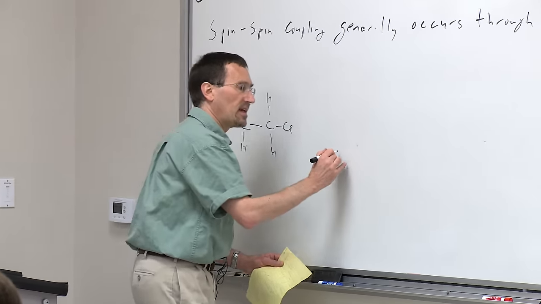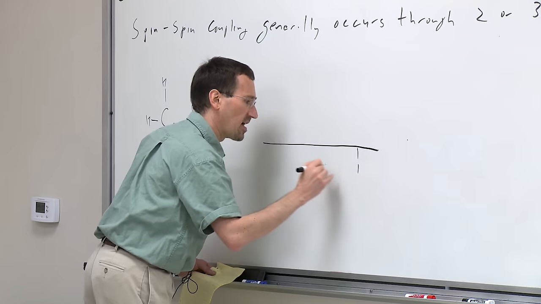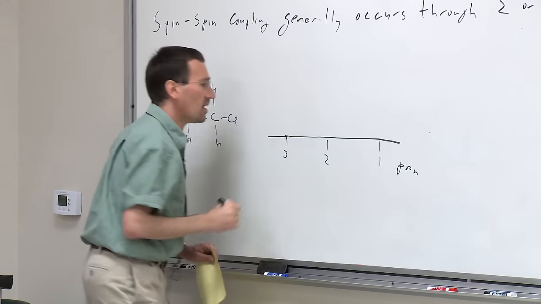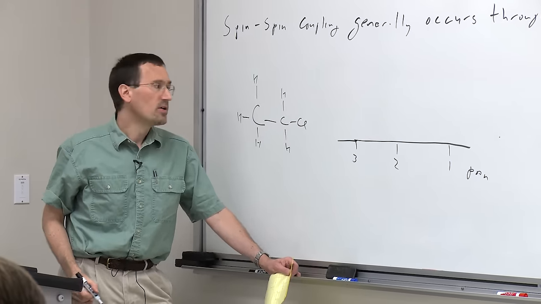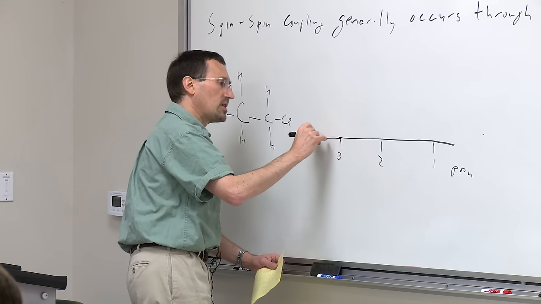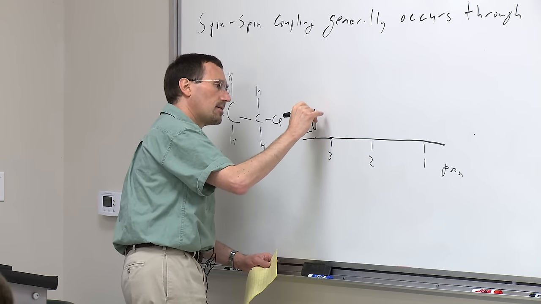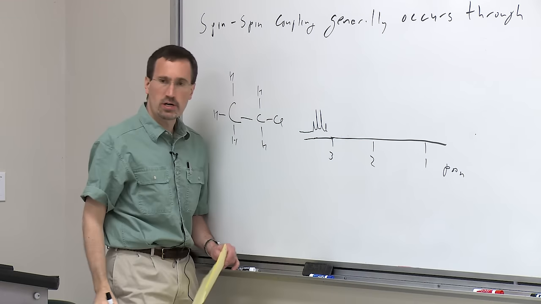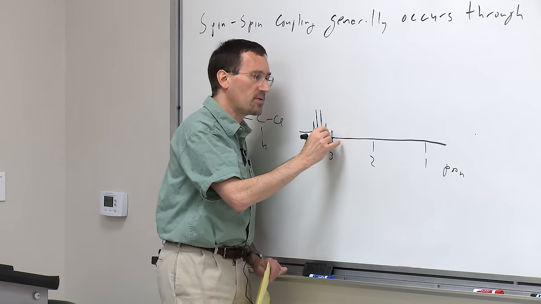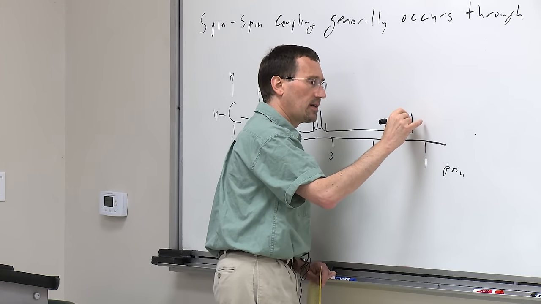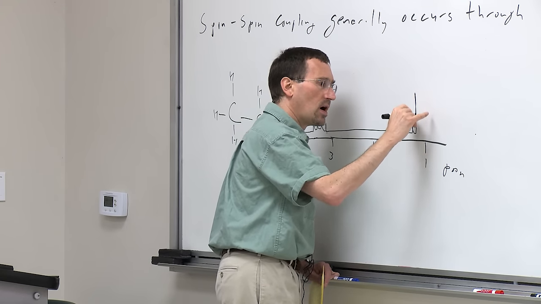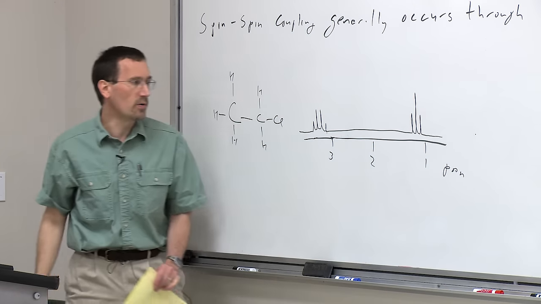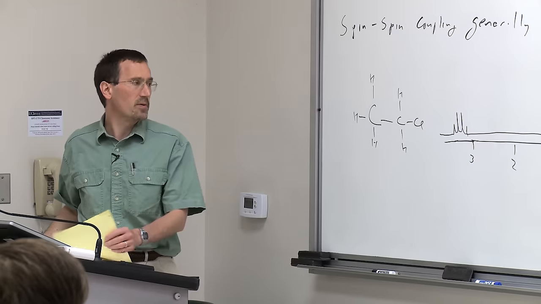And you would expect the NMR spectrum. We've sketched the NMR spectrum in the past. Here's our ppm scale. You'd expect the NMR spectrum to look something like this, where you see a quartet in a 1:3:3:1 ratio just downfield of 3 parts per million, and a triplet in a 1:2:1 ratio, just downfield of 1 part per million.